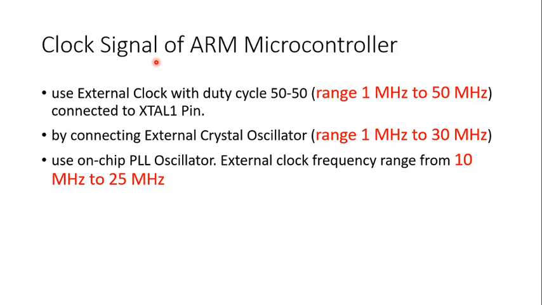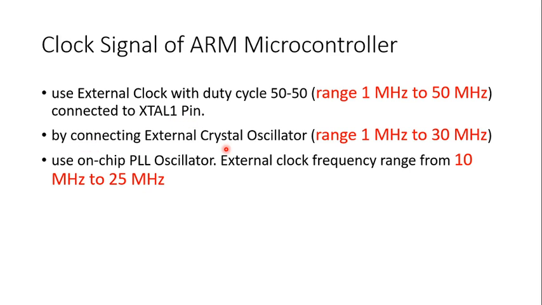Okay. Now we will concentrate only on PLL0. For PLL0 we will see some fundamentals of the clock signal of the ARM microcontroller. You can use an external clock with a duty cycle of 50-50, that is 50%, and its range is 1 megahertz to 50 megahertz. So you can directly connect an external clock signal to the controller, whose minimum frequency can be 1 megahertz and maximum frequency can be 50 megahertz, and it is connected to the XTAL1 pin. Through that you can give the external clock signal.